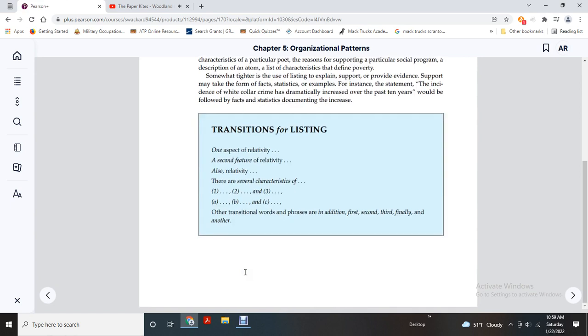Transitions for listing: one aspect, relatively; second feature, relatively; also, relatively. There are several characteristics: 1A, 2B, 3C. Other transition words and phrases are in addition, first, second, third, finally, and another.